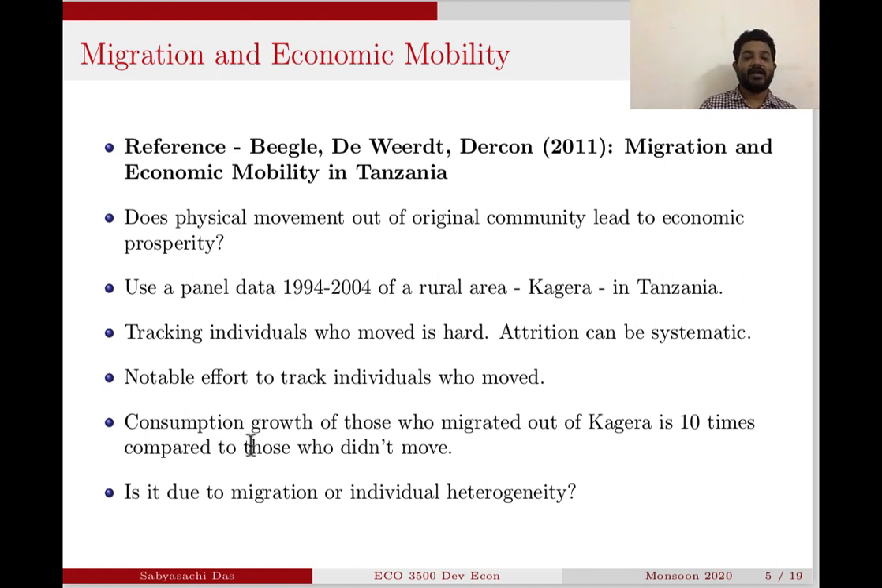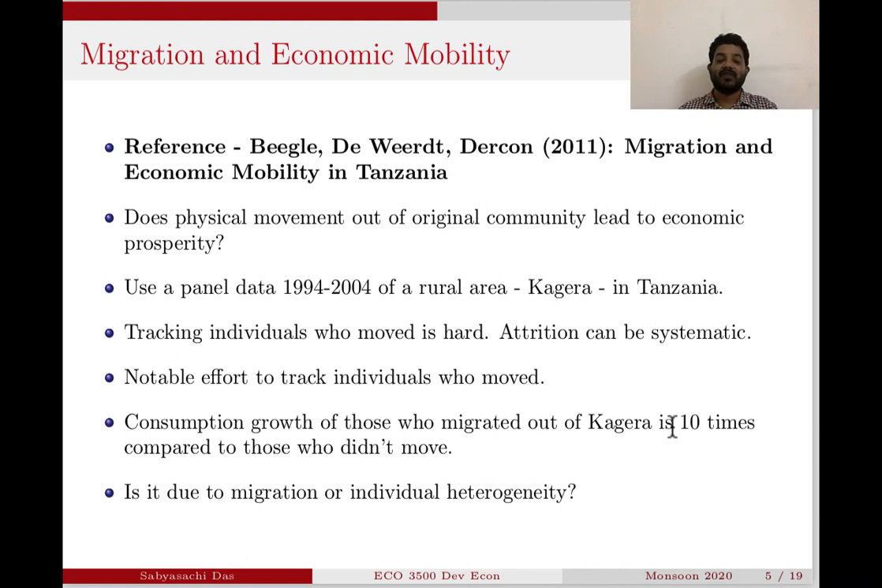If you look at the raw data, what they find is that the consumption growth of those who migrated out of the Kagera, which is basically out of a particular region. So Kagera is a region, it's like a state, so to speak. So if you only compare the people who migrated out of Kagera, not everybody migrated out of the entire region, but if you just look at those people who did, with those people who stayed back in their own community, the consumption growth of the out-migrants is 10 times larger than those who didn't move. So you know, there are large differences.